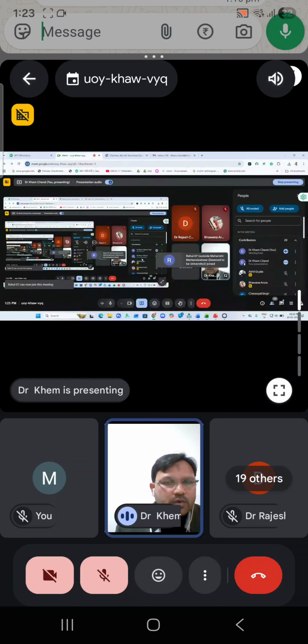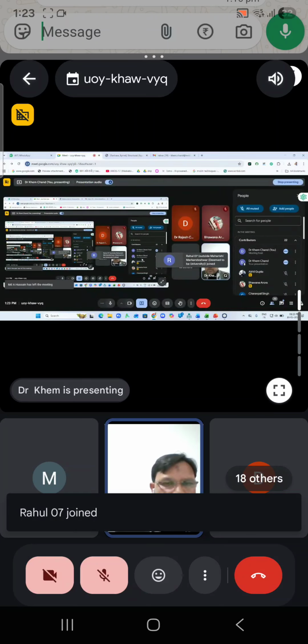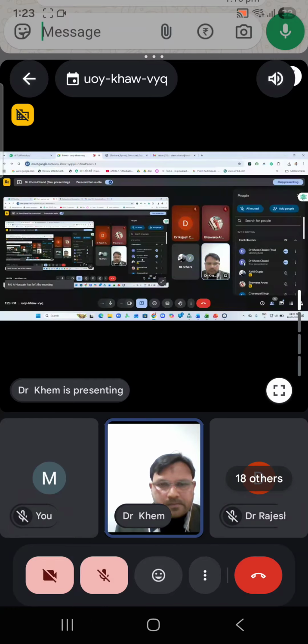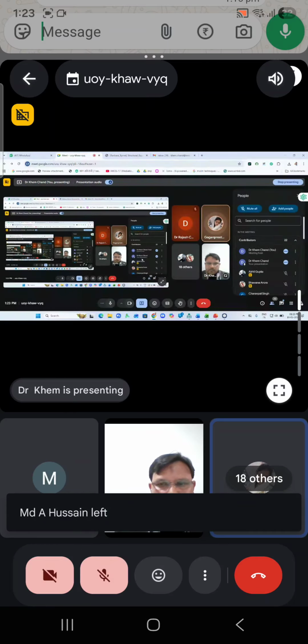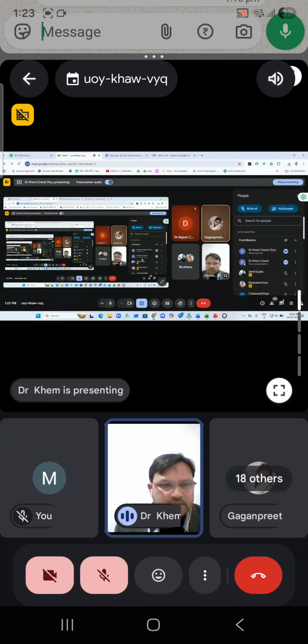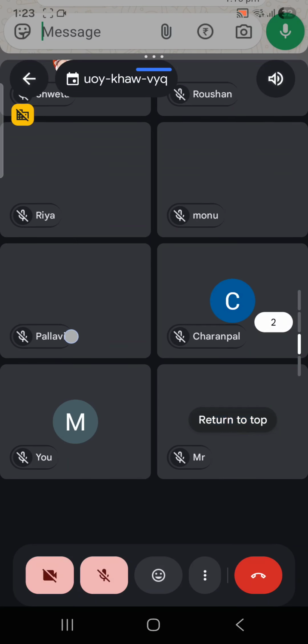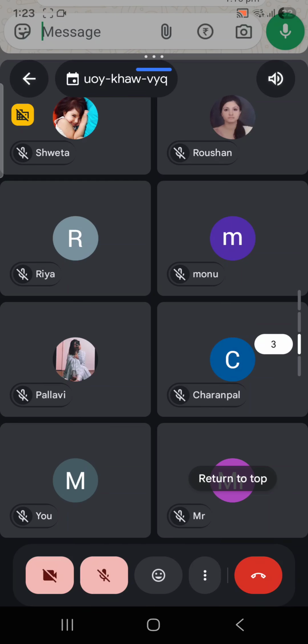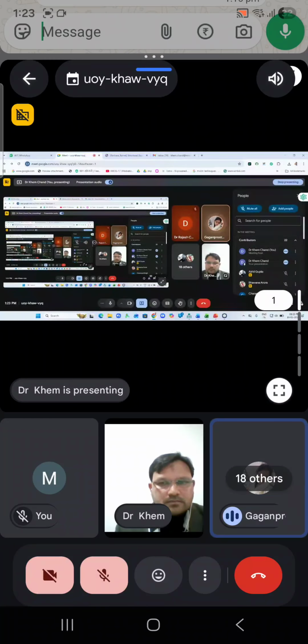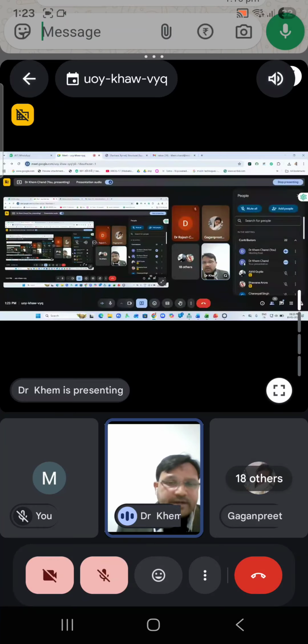Anybody have a rough idea about this? What is this multivariate analysis? Sir, can I answer? Yeah, please go, Gaganpreet, please. Sir, it is basically analysis of multiple variables. Okay, very fine. The first aspect that comes out is that in multivariate analysis we have to analyze multiple variables or multiple factors to find out something. Very fine, good. Anybody have an idea about this multivariate analysis?